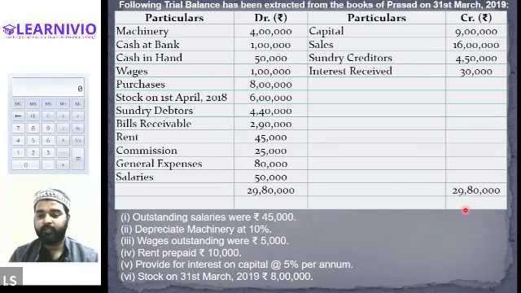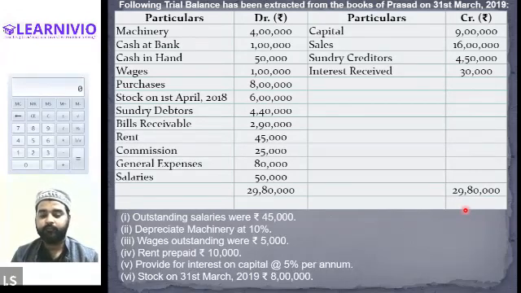Provide for interest on capital. So the journal entry for this will be capital account debit, right? Capital account debit to interest on capital. No, basically interest on capital account debit to capital account. This will be the journal entry for the fifth item. Interest on capital account debit to capital account. Done.